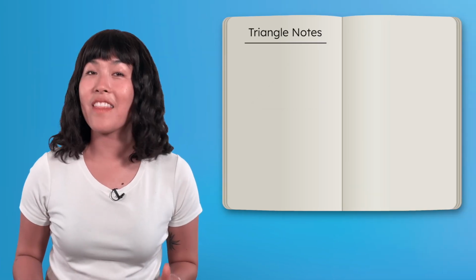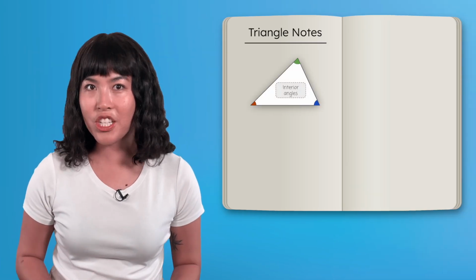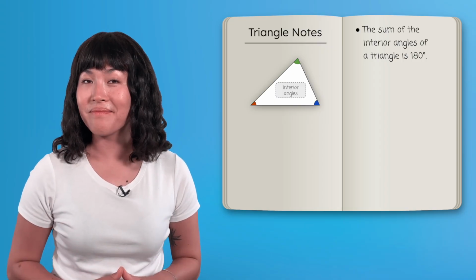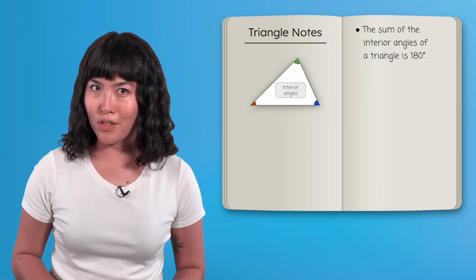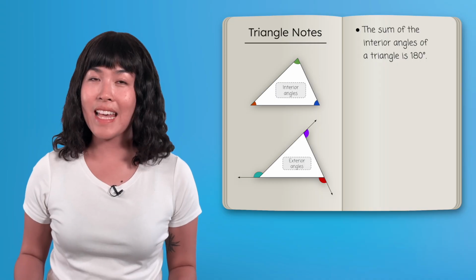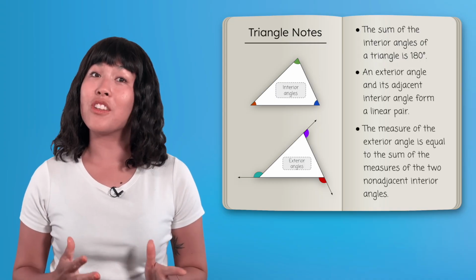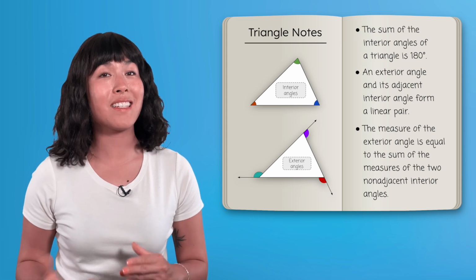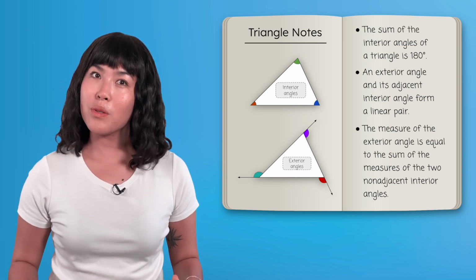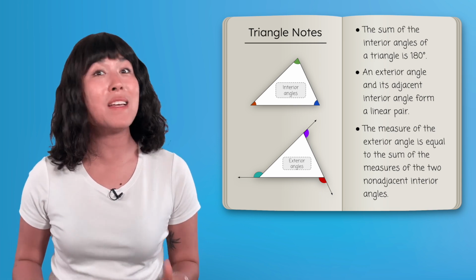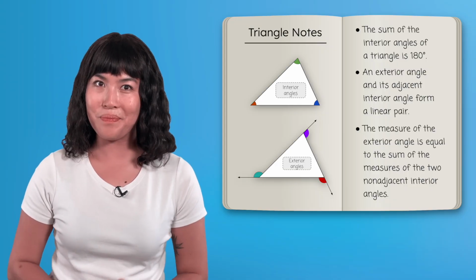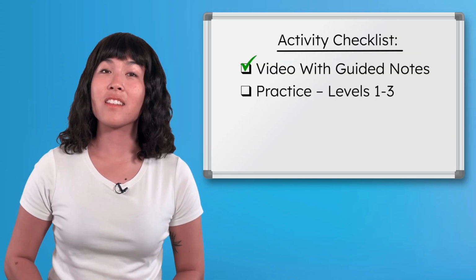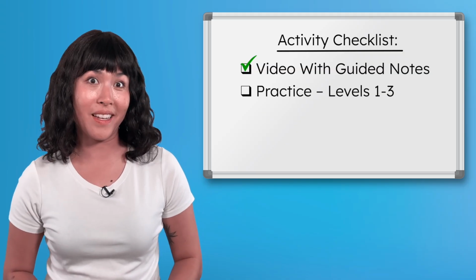Today, we learned that the sum of the measures of the interior angles of a triangle is 180 degrees. We also learned what an exterior angle is and its relationship to both the adjacent interior angle and the 2 non-adjacent interior angles. We also learned how to use these facts to find missing angles in triangles. When you finish these guided notes, you can move on to practice levels 1 through 3.